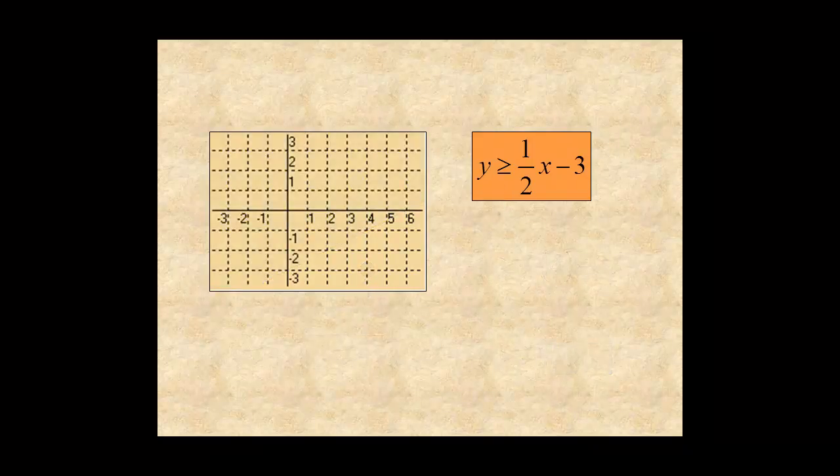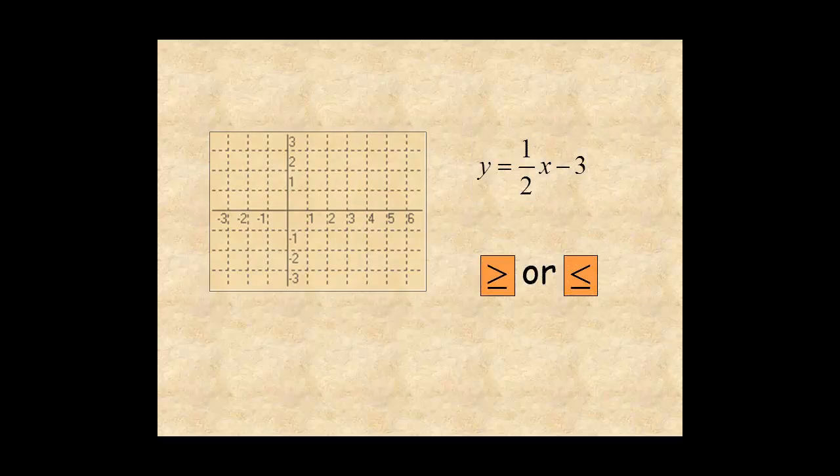To graph a linear inequality, begin by graphing the boundary line. Replace the inequality symbol with an equal sign, and you have the equation of the boundary line. If the inequality includes the "or equal to" phrase, graph a solid line to indicate the graph includes points on the line. If the inequality does not include the "or equal to" phrase, graph a dotted or dashed line to indicate the graph does not include points on the line.